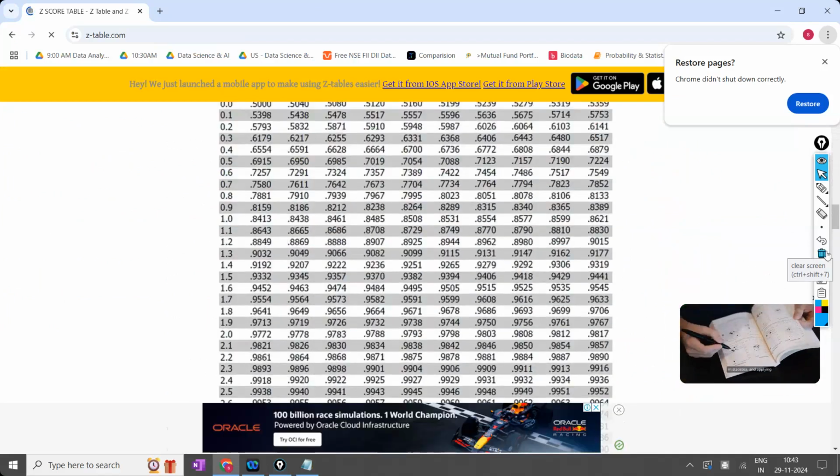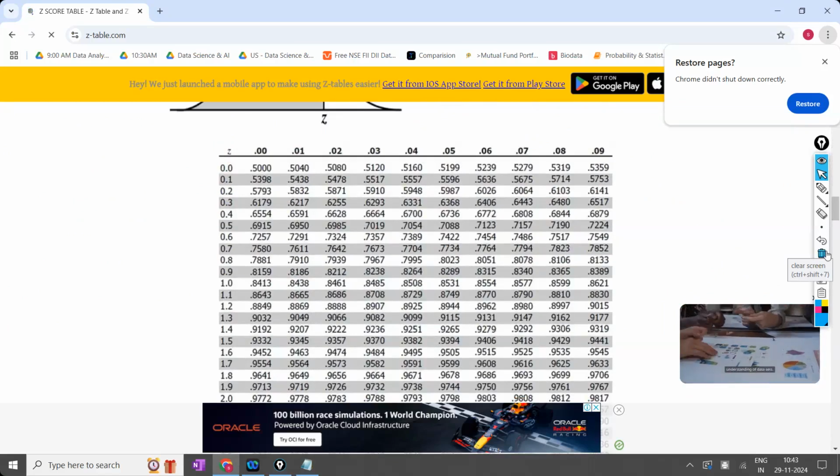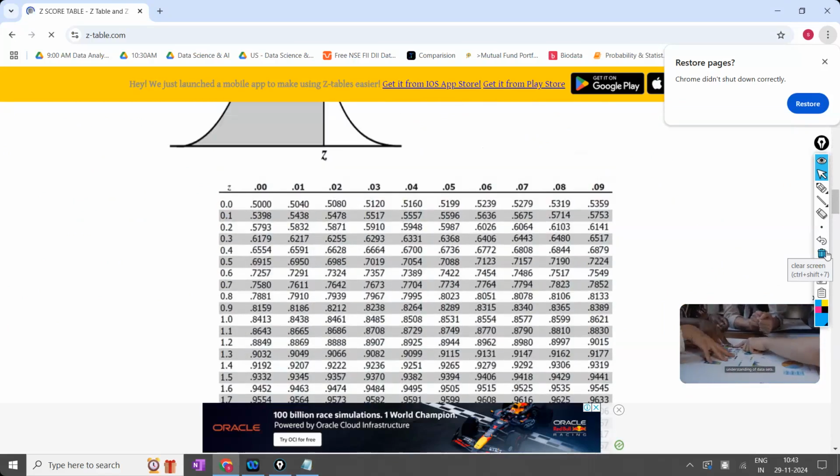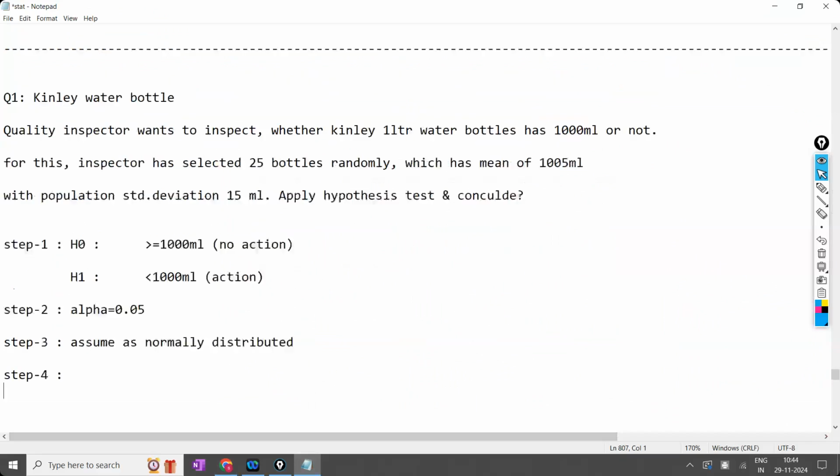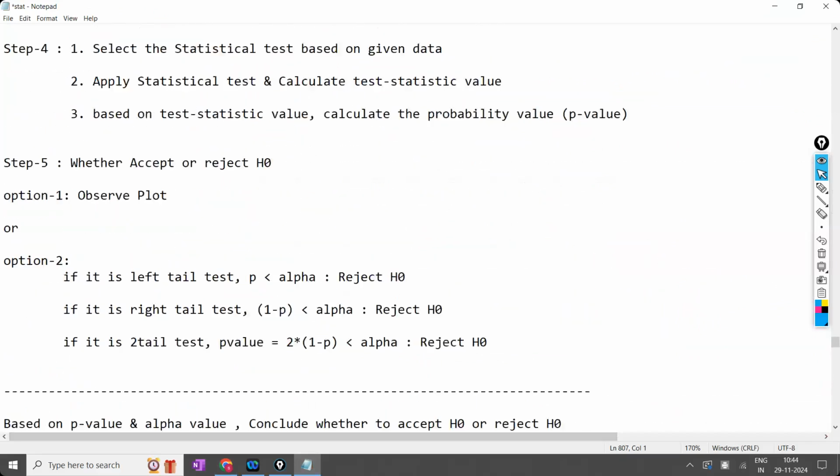This is 1.6. For 1.67, what is the probability? Where is 1.67 here? The probability is 0.9525. Now this p-value is step 5. So step 4 is clear for everyone.